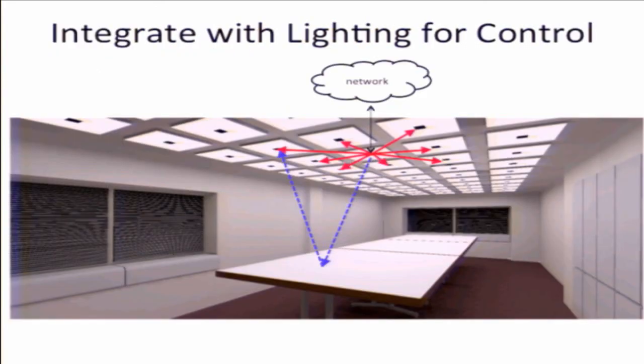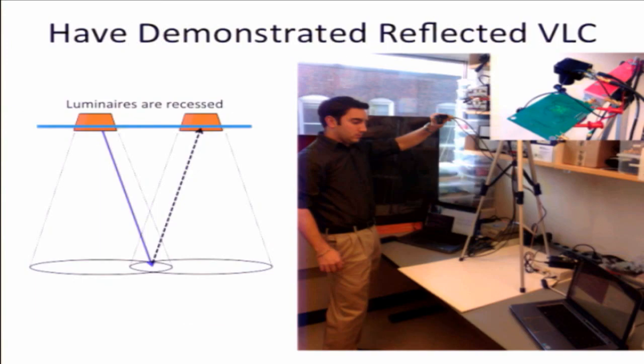We've also investigated using light bounce as a way to communicate between devices. If we really want to support inter-light communication without network infrastructure up in the ceiling, we need the lights to communicate with each other. So we've tried that, assuming a recessed luminaire model where the light bounces.